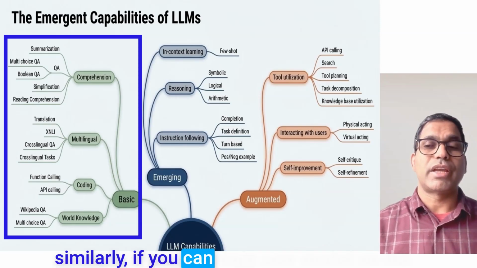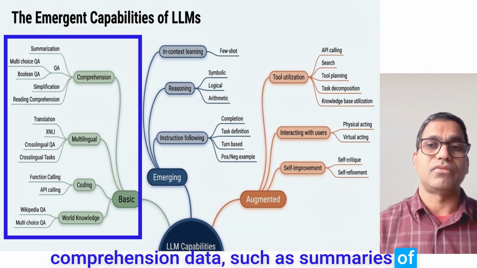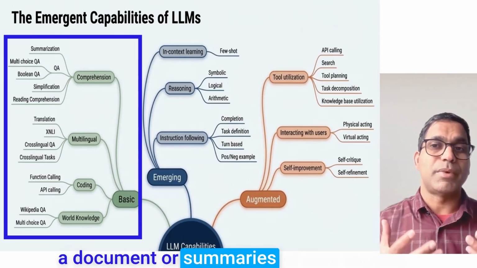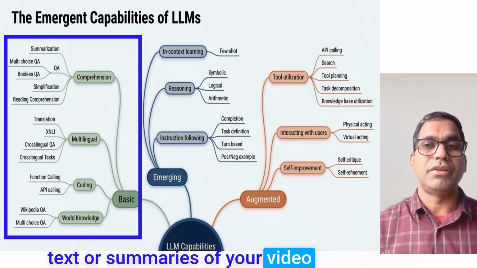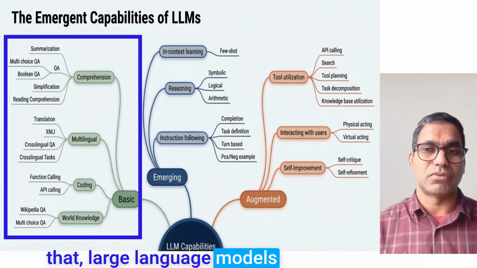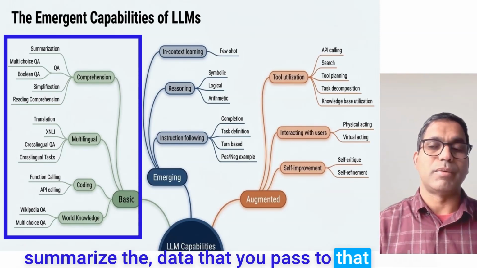And similarly, if you train your model on comprehension data, such as summaries of a document, summaries of your reading text, or summaries of your video calling, then the large language models would be able to summarize the data that you pass to those models.